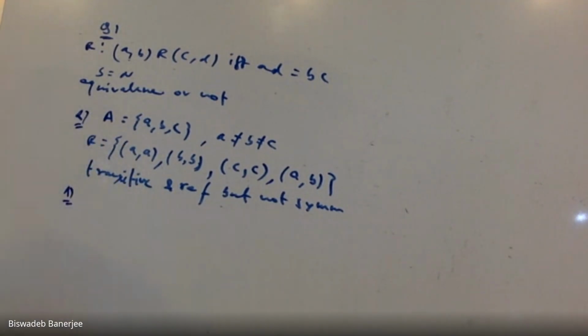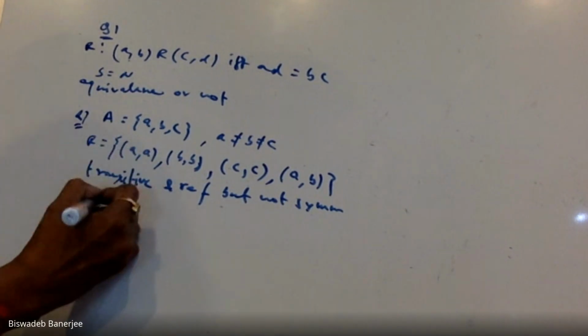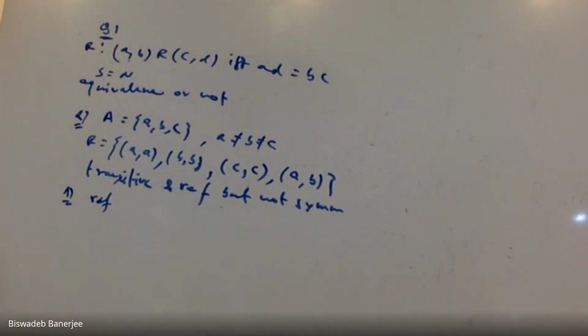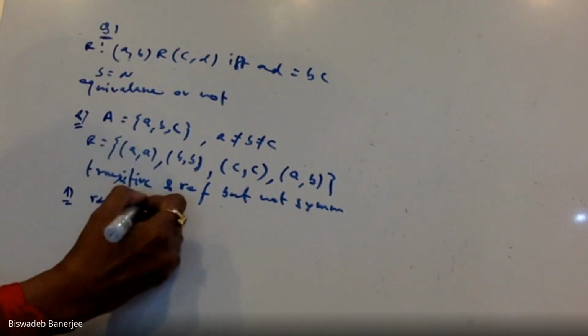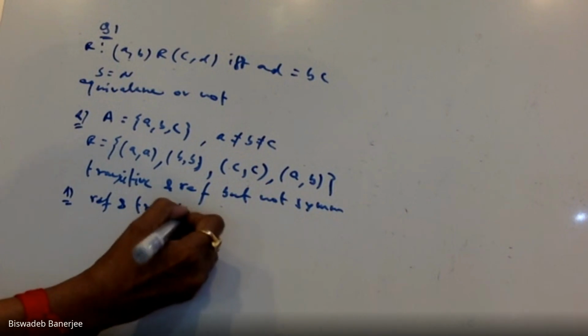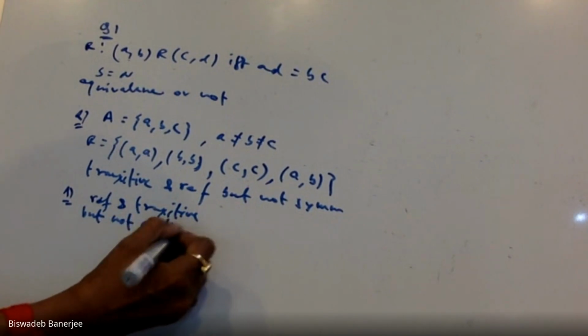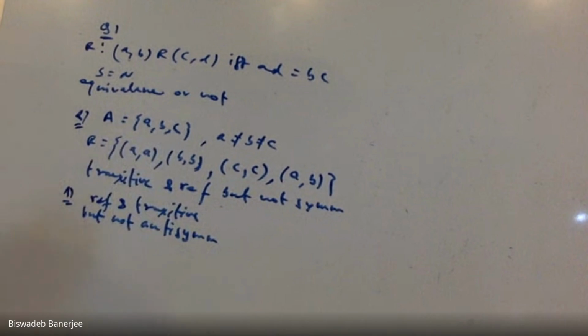Question number three. Give an example where a relation is reflexive and transitive, but not anti-symmetric. You have to create an example like this. Think yourself. These are some questions that you can solve yourself quite easily.